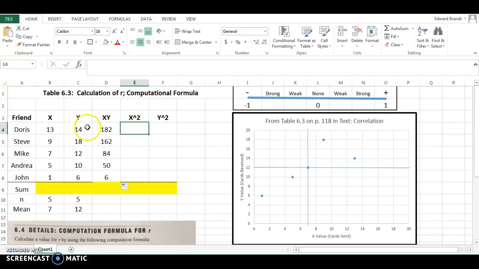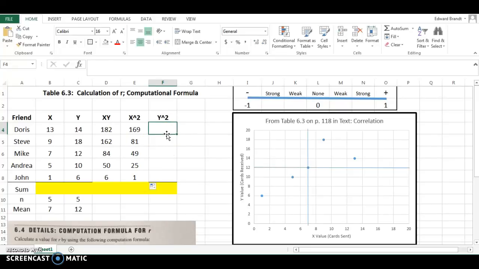Now I want to square each of the x's. So I'm going to put the cursor in here. I'm going to hit equals. And again, it's x squared, so I go back to 13, which is Doris's x value, and I'm going to square it. You can either do that times itself, or I'm going to use the caret symbol. So shift 6 and then 2, and that squares that value. Again, I'm going to drag that down for those values.